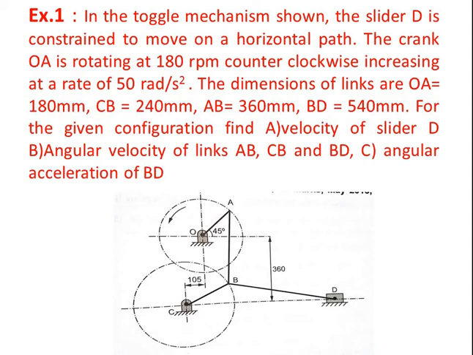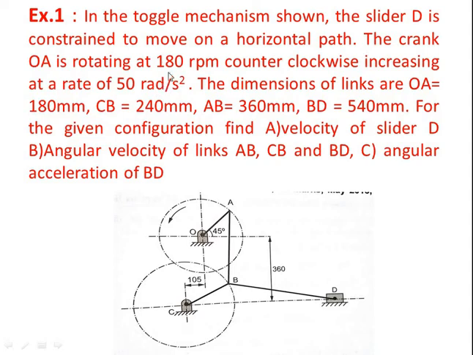For the given configuration, find velocity of slider D, angular velocities of link AB, CB and BD, angular acceleration of BD. In our previous videos, which we have seen for velocity and acceleration diagram, crank was rotating with constant angular velocity. Now, this is the case where crank is rotating with a uniform acceleration of 50 radian per second square.